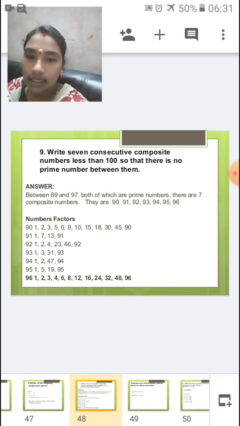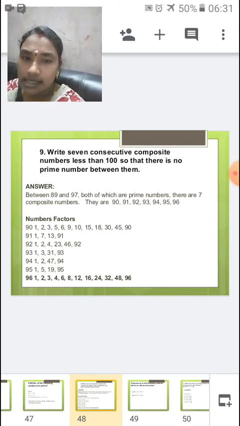So did you get the answer? Consecutive numbers are nothing but the repeated next numbers should come. Okay. So for example, after 90, 91 comes, then 92, 93, 94, 95, 96. So like this it should be continuous. It doesn't mean that 90, 91, 92, 93, 94, 95, 96 are composite numbers. They are just an example of consecutive numbers.